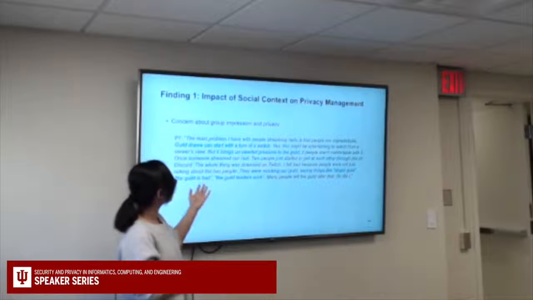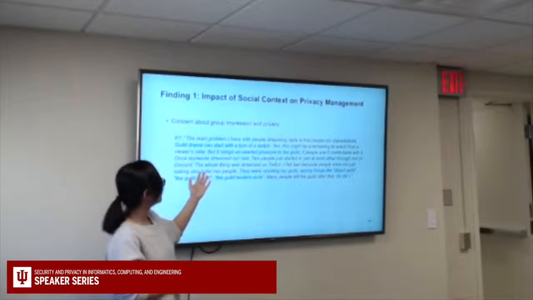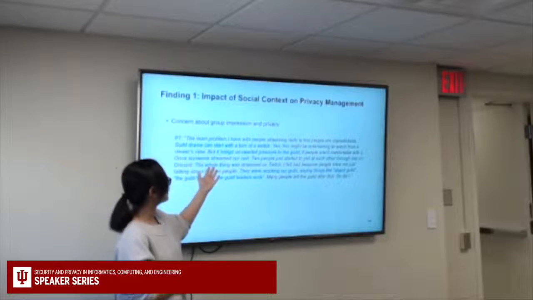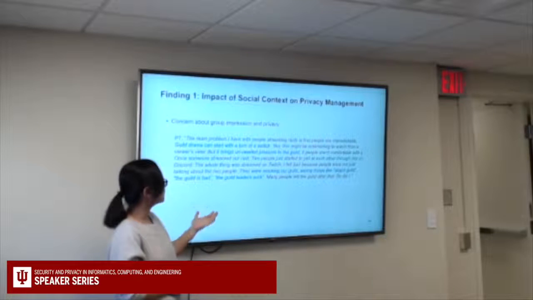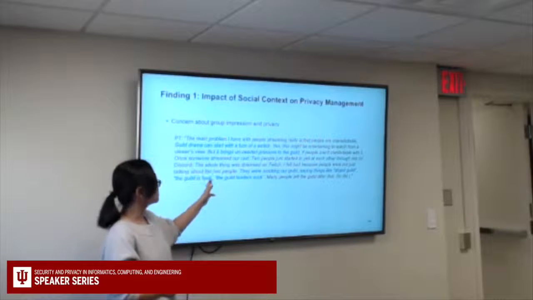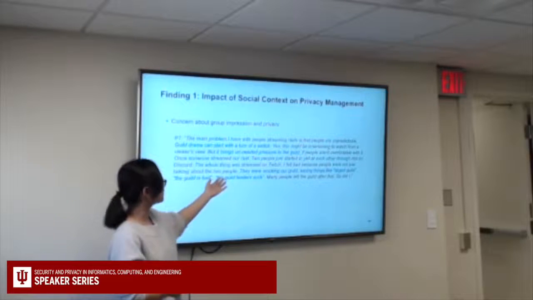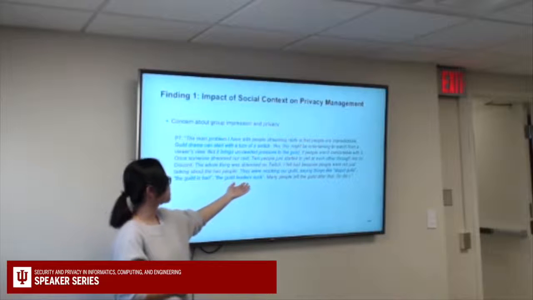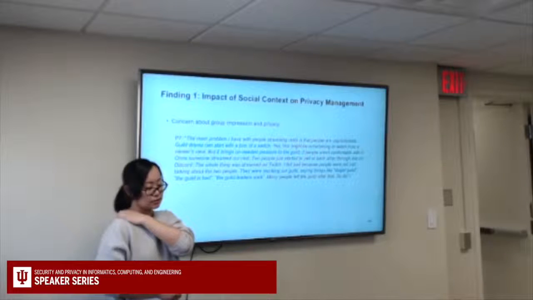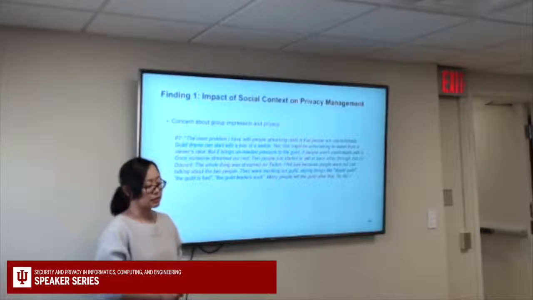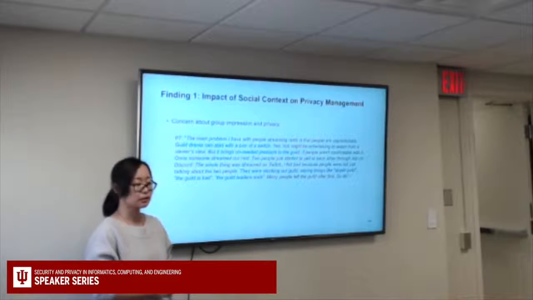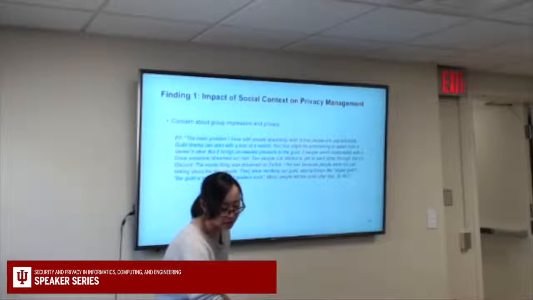For example, this participant said that he had a problem with streaming because his team can have drama that starts with a turn-off switch, and when it is streamed, it may bring unneeded pressure to the team. And he even described a specific story where a conflict was streamed on Twitch, and the viewers were mocking their team, and so a lot of people left the team after that. So in this case, the participant is concerned about the group impression and privacy, and they probably need to work together collaboratively to manage their privacy.